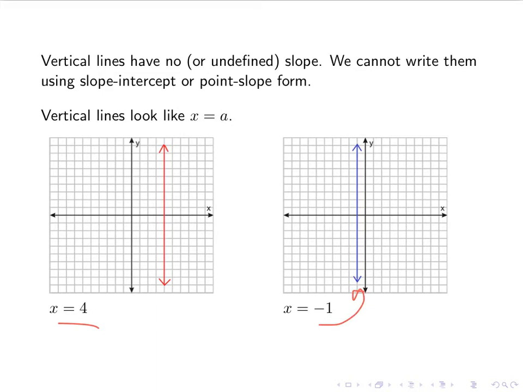Notice that at any point on here, x is -1. Y can be anything. It goes from -infinity all the way up to infinity, but x is always -1. Okay. So the tricky part here is to remember which one is which, but once you remember it, it's really easy to draw them.